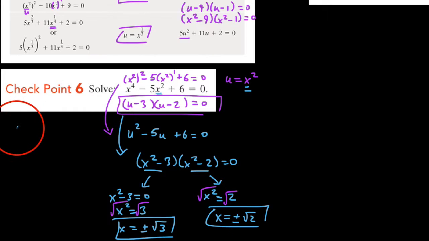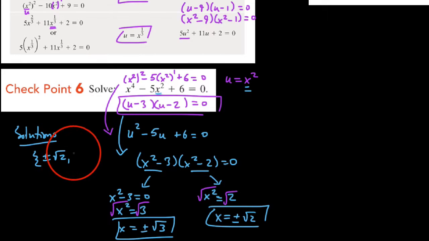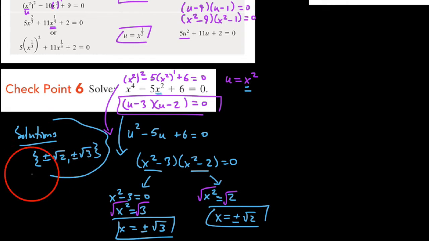So the solutions for this equation, we want to write in set notation. We would say is the set containing positive or negative square root of 2, positive or negative square root of 3. So for a grand total of 4 answers.